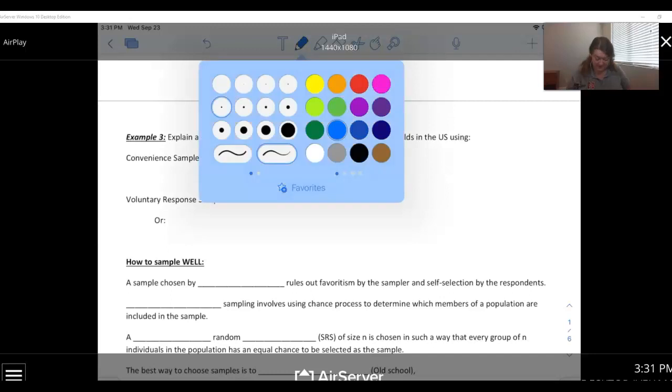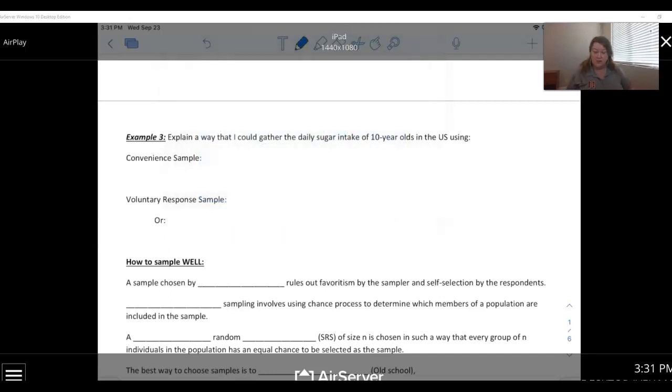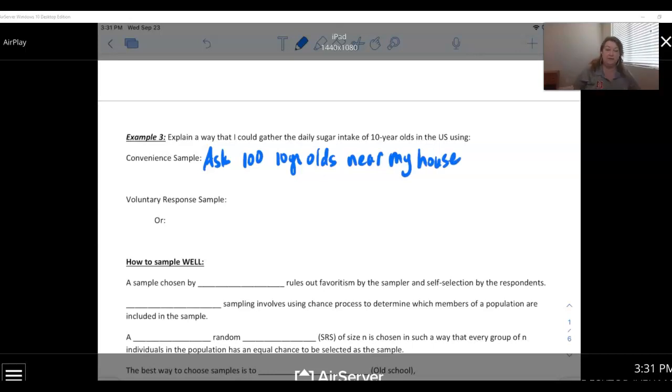All right, so I'm going to go back to my blue one for convenience sample. So if I'm trying to get 100 people, I just ask 100 10-year-olds near my house. Okay, now I would think if I'm a parent and somebody in the neighborhood is asking every kid what their sugar intake is, I'm going to be a little bit suspicious of them. But they're not asking ethical questions here. They're just saying, how could I do a convenience sample? So I'd say ask 100 10-year-olds near my house. I'd just start walking around, right, and start asking people, okay?